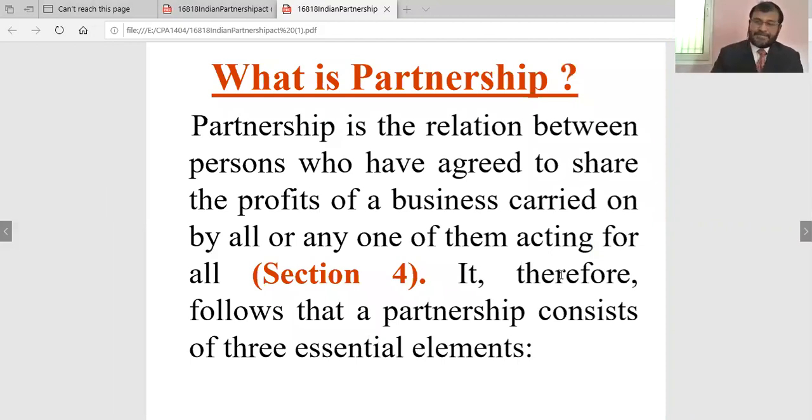What is a partnership? Anybody may have this doubt in mind. What do you mean by a partnership? As it is there in your slide, partnership is a relation between persons who have agreed to share the profit of a business carried on by all or any one of them acting on behalf of them. It therefore follows that a partnership consists of 3 essential elements.